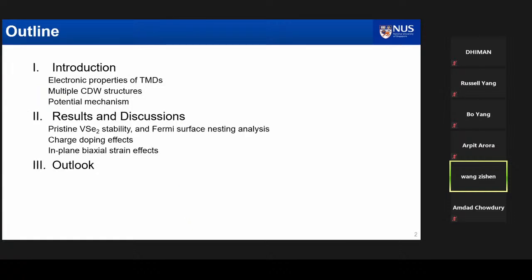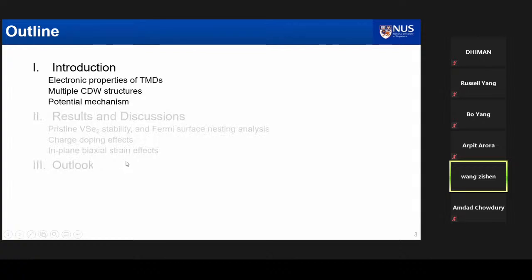Here is the structure of this talk. First, we begin with the electronic properties of TMDs, especially the CDW properties of 5d group TMDs, then discuss the multiple CDW structures of VSe2 with its potential mechanism. In the second part, I will show results about the VSe2 CDW transitions under doping and the influence of strain, and a qualitative explanation will be given based on the potential mechanism. In the third part, an order model is given, which can take the analysis from qualitative to quantitative. So let's enter the first part.